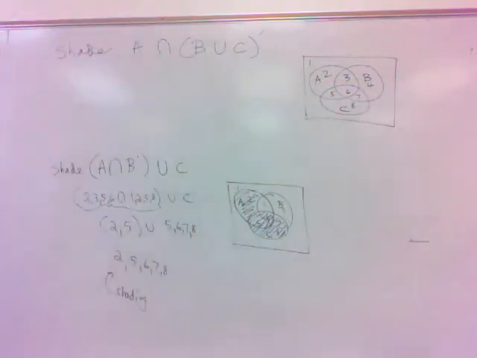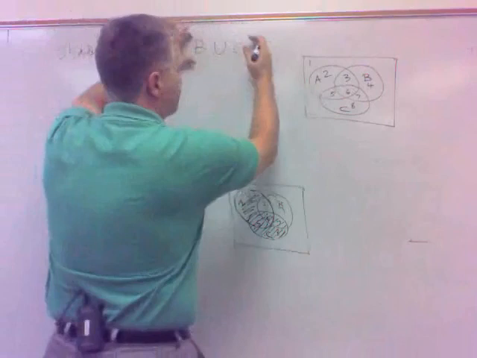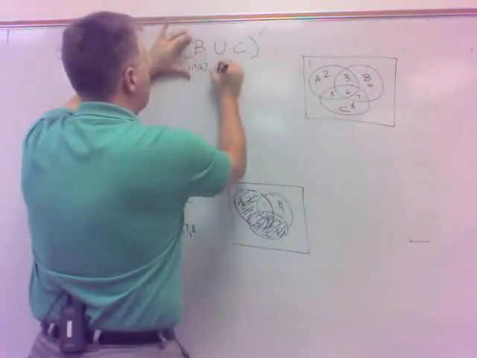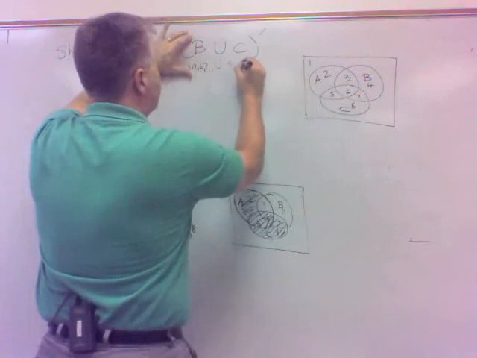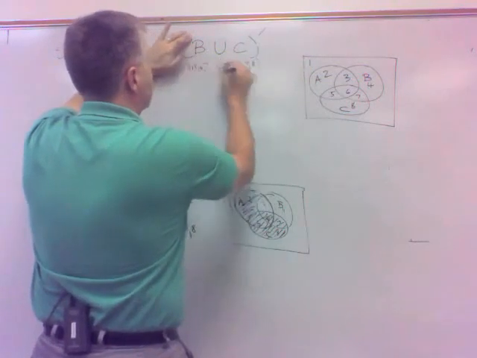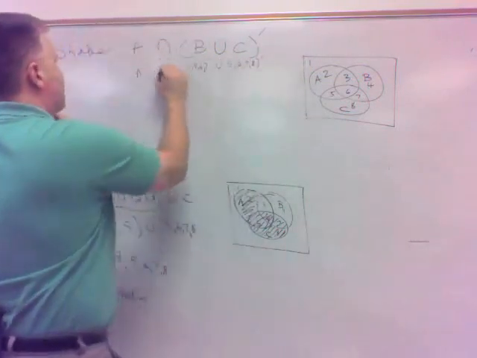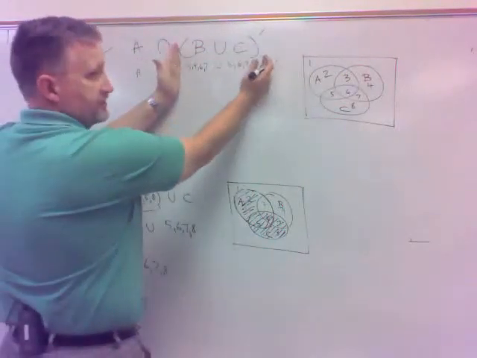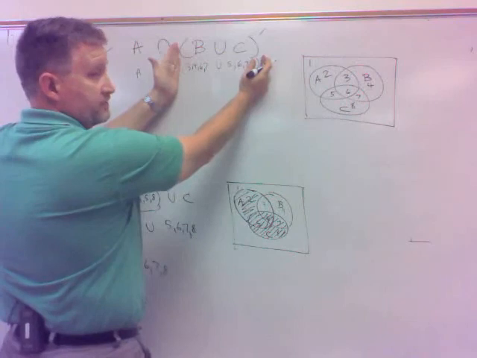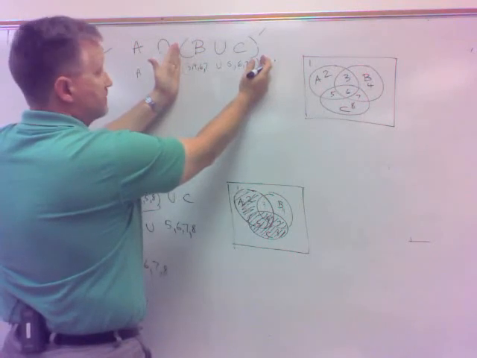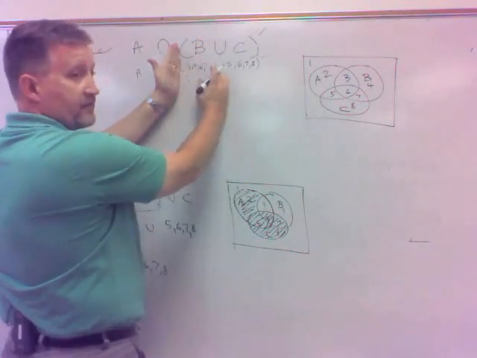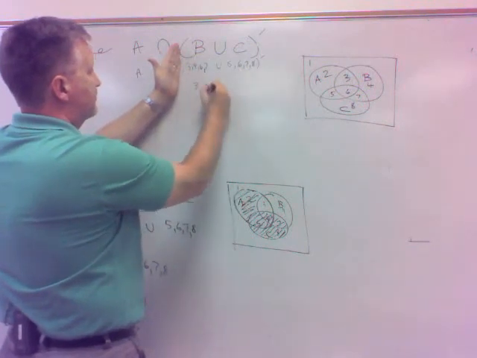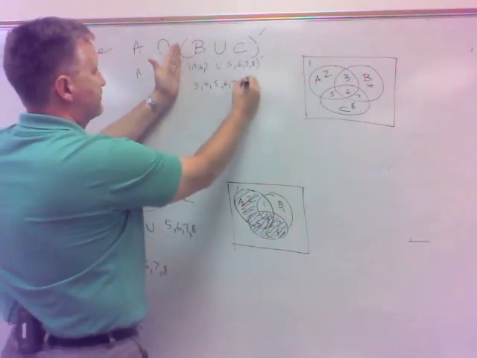Parentheses first. So do B union C first. B is 3, 4, 6, and 7. Union C, which is 5, 6, 7, and 8. I want to complement that, and A intersect that. What's inside the parentheses here? You tell me. Union? What is it? Put both of them together, right? 3, 4, 5, 6, 7, and 8 would be the union of those two.